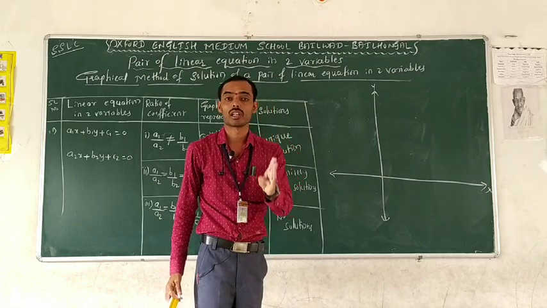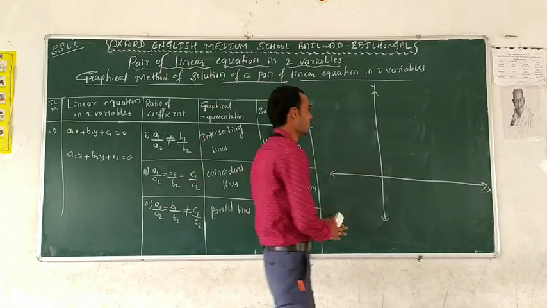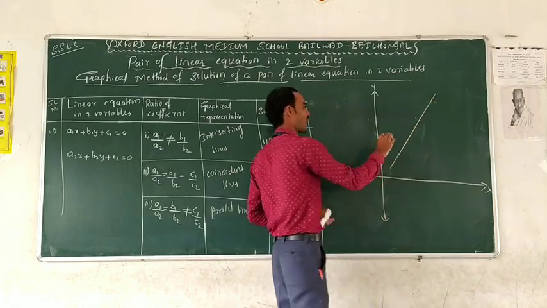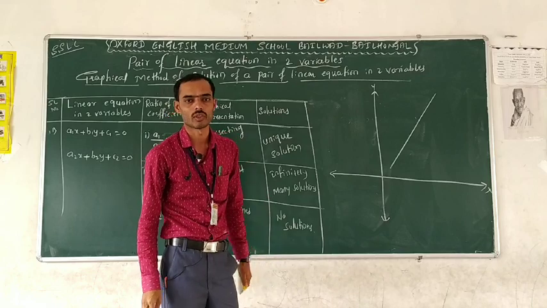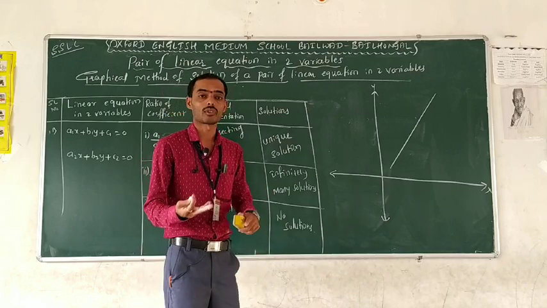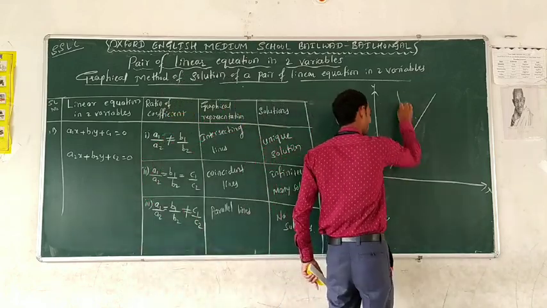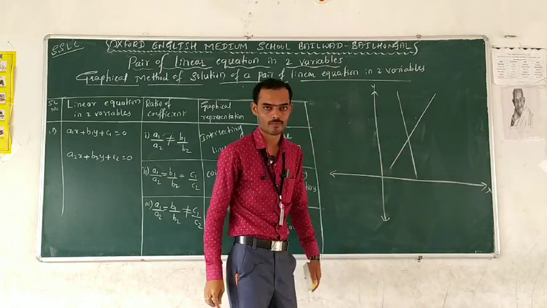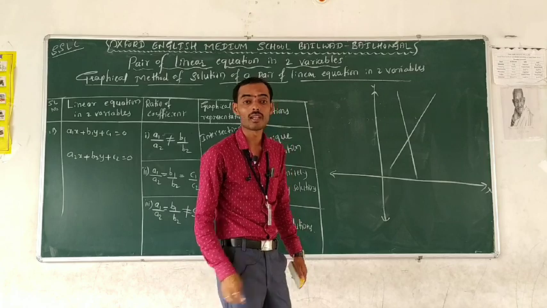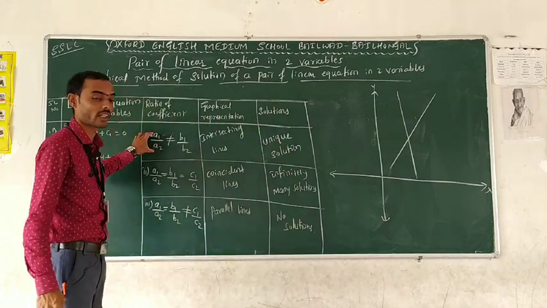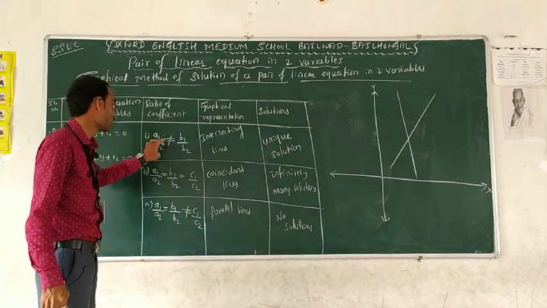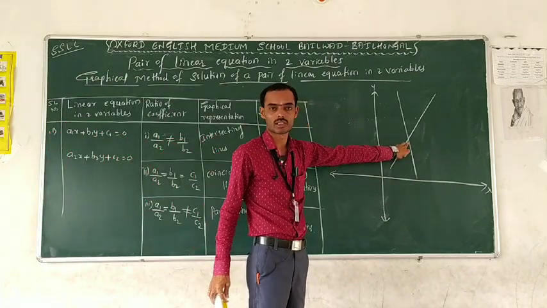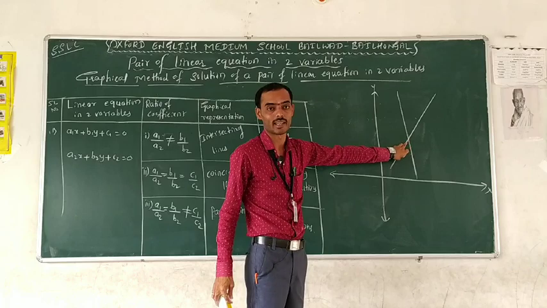The graphical representation is always a straight line. Okay. So first, this is one straight line. Assume that this is the first equation's straight line. If the second equation has another straight line, intersecting the first, both are intersecting at this point. Then it is possible if the ratio of the coefficients a1 by a2 is not equal to b1 by b2, then the graphical representation is like this, intersecting lines.